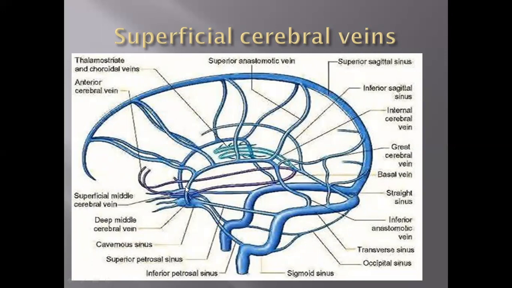Since this is superficial, there's going to be a deep middle cerebral vein, which also runs deep in that lateral fissure. Then you also have anterior cerebral veins, which are going to unite in the region of the anterior perforated substance to form a vein known as the basal vein, which is this one. The basal vein, or the veins of Rosenthal, they empty into the great cerebral vein, which is labeled here.